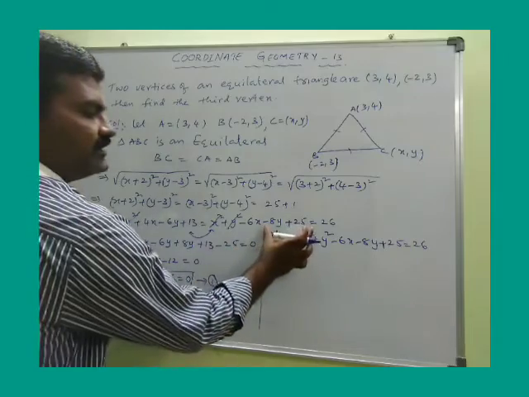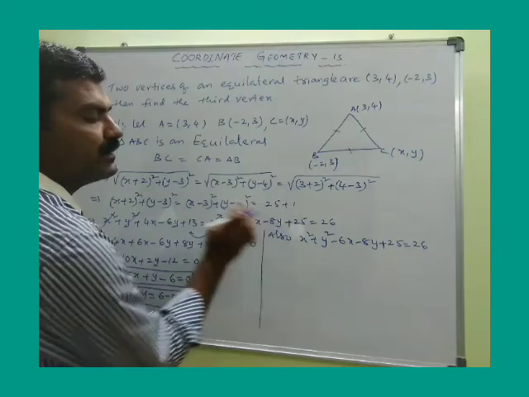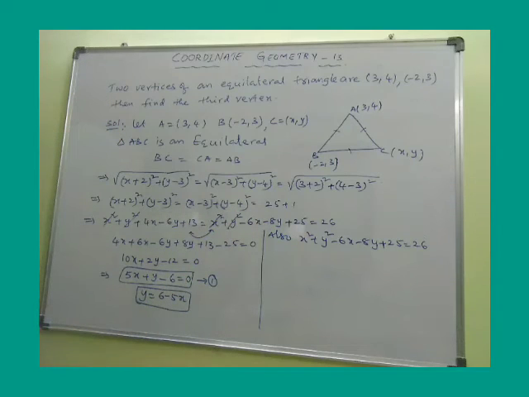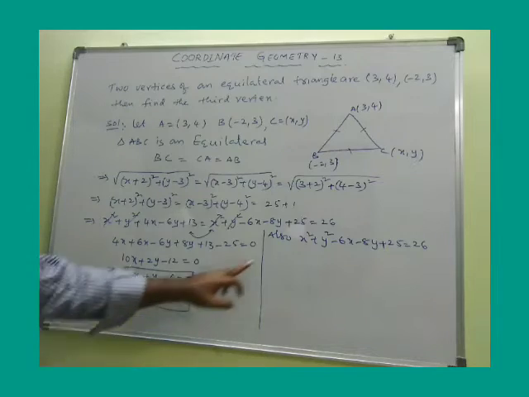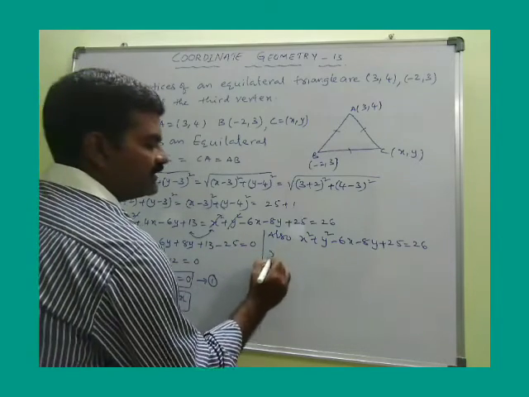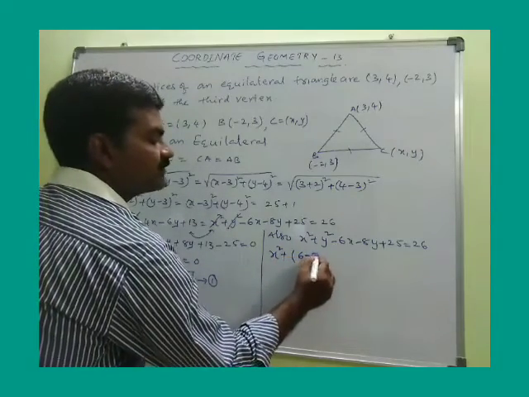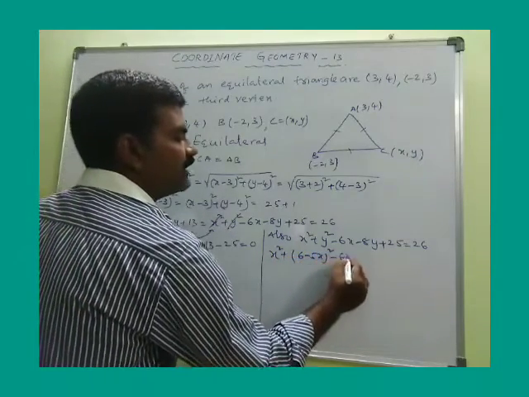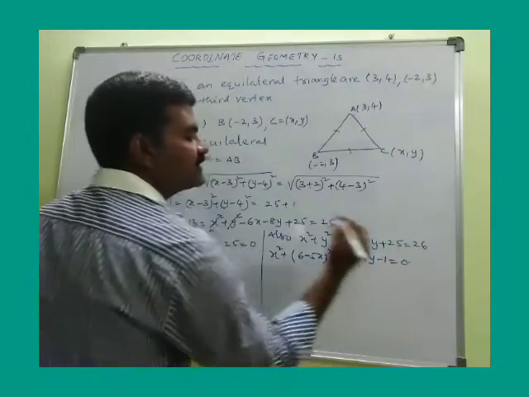So let us equate these two. x square plus y square minus 6x minus 8y plus 25 is equal to 26. And from the earlier relation, I can say that y is equal to 6 minus 5x. Let us substitute this y value here. That is x square plus, what is y? (6 minus 5x) whole square minus 6x minus 8y. After bringing this side, minus 1 is equal to 0.